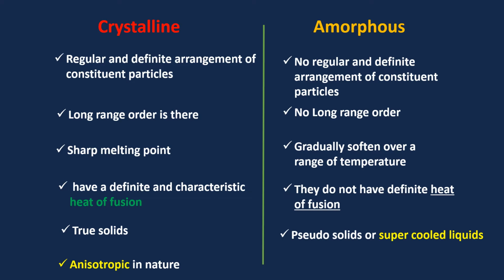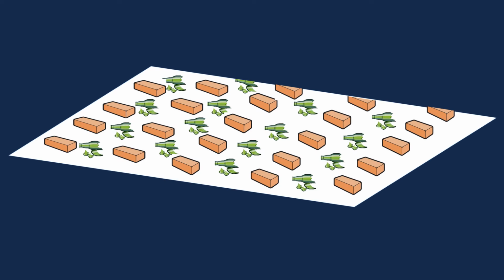In the crystalline solid, one thing is very important, that is, they are anisotropic in nature. What do you mean by the word? This word is new for you and we will discuss it. At the same time, amorphous solid is isotropic in nature. Now we can inquire what isotropy and anisotropy are.